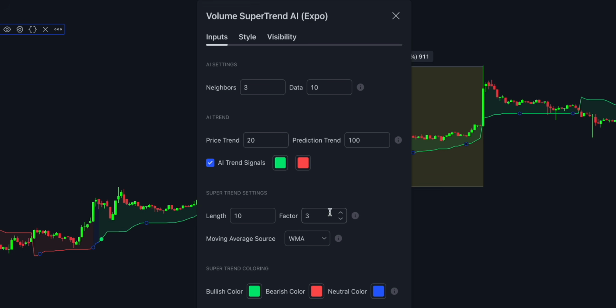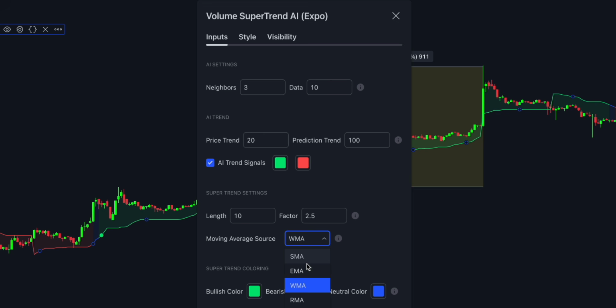I personally like to set the SuperTrend factor lower. For example, instead of 3, I like to set the value to 2.5. You can also set a different moving average source. This will affect signal accuracy as well.